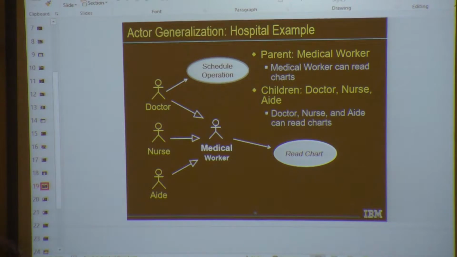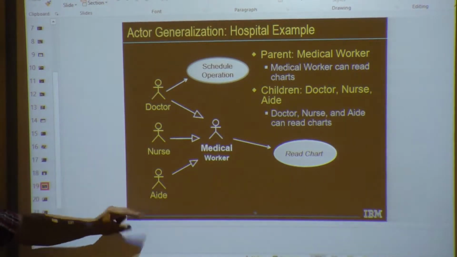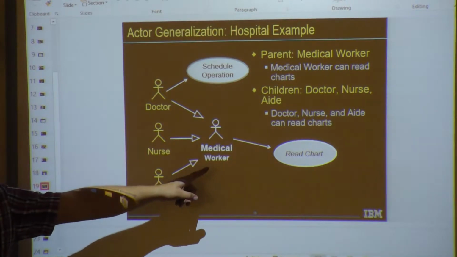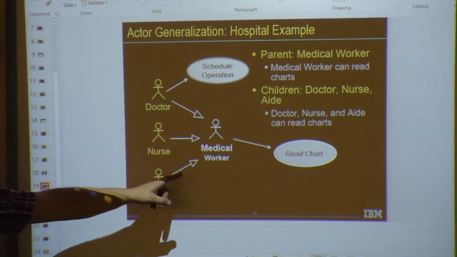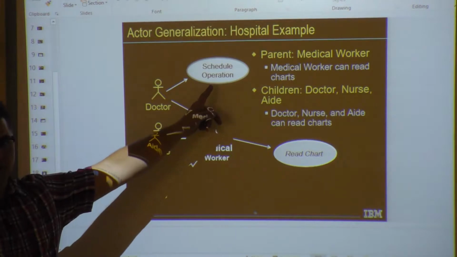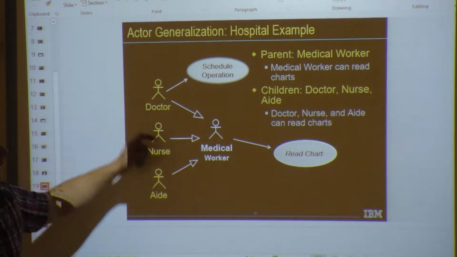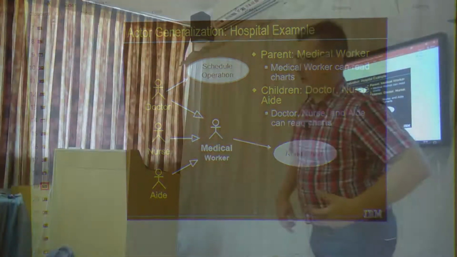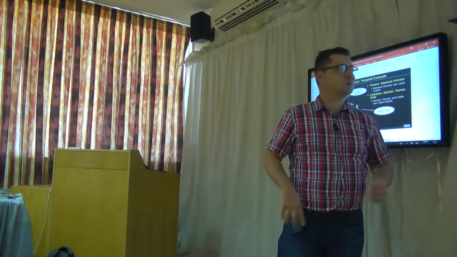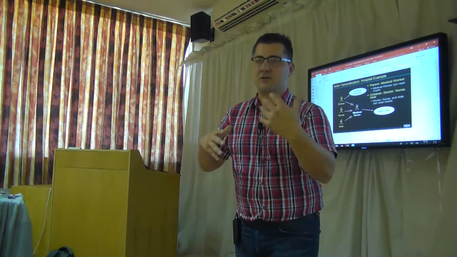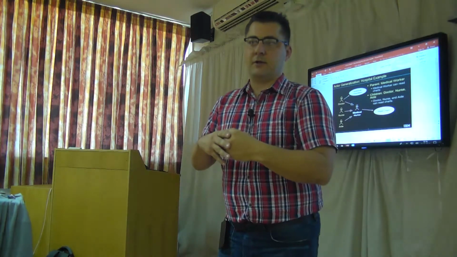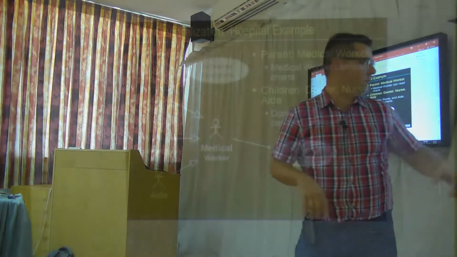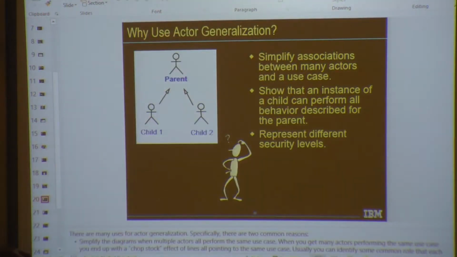Take, for example, the doctor, the nurse, and the aide. All of these can be seen as medical workers. But not all of them can schedule an operation. Only the doctor can do that. But all of them can read a chart. That was broken down in terms of skills, but it can also be done in terms of functionality. What are you doing as a user when you're executing use cases?